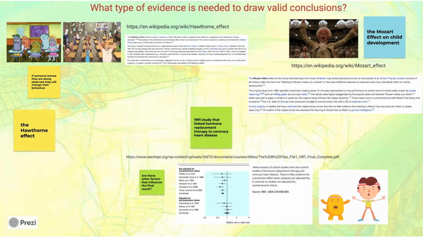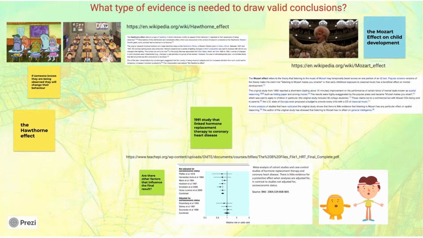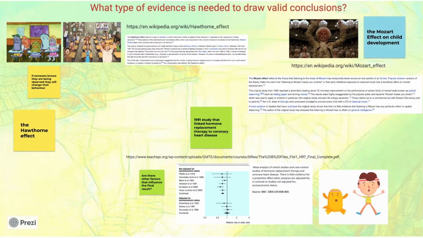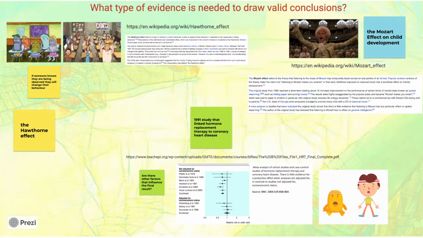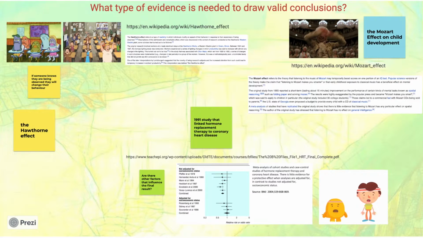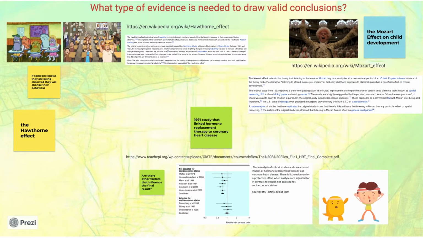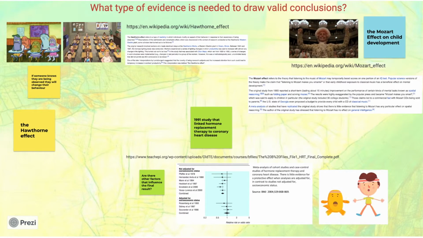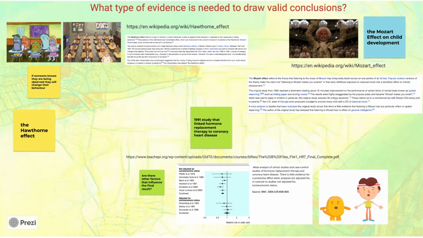In the next inquiry question, we look at the types of evidence that have been used in some investigations in the past, and how sometimes the evidence and the conclusions aren't necessarily aligned with each other. There's more correlation rather than a causative effect.